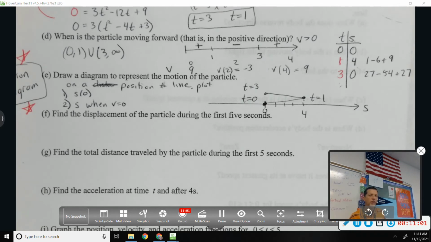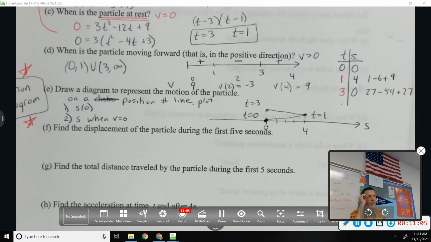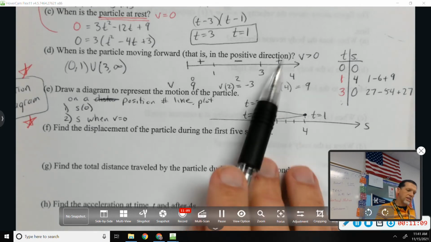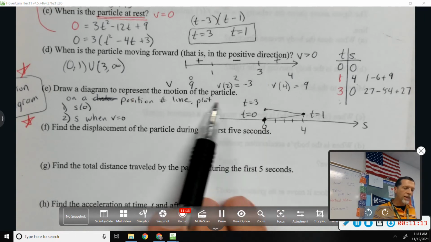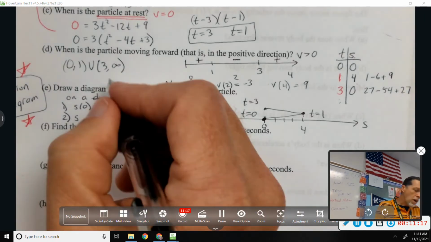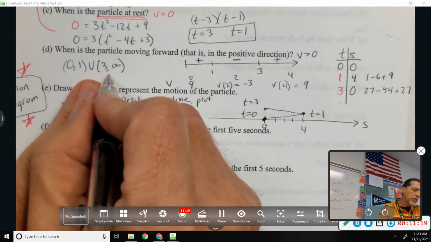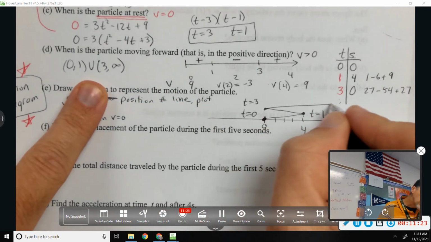Which way does it go after that? Back to the right. And how do you know back to the right? Because the velocity between 3 and 4 is positive. Yeah, you can go negative. So you could go negative position here. But we just said a minute ago, after time equals 3, the velocity is positive. So we're headed out that way.